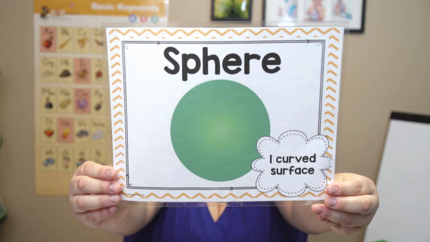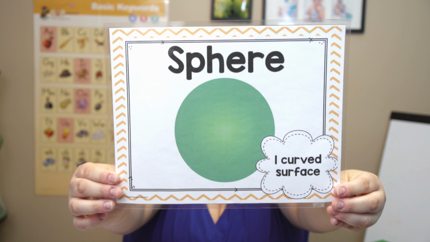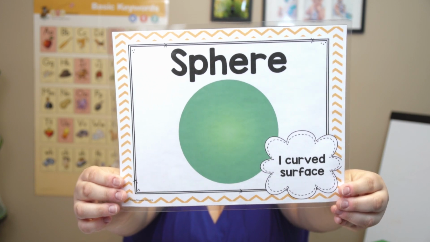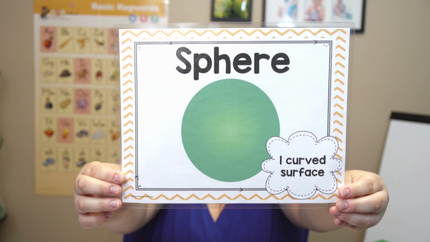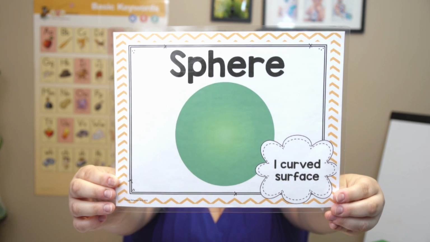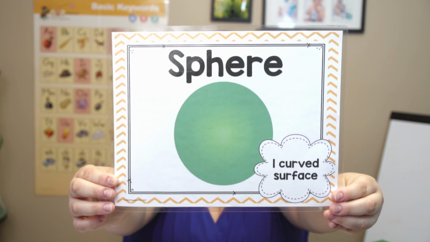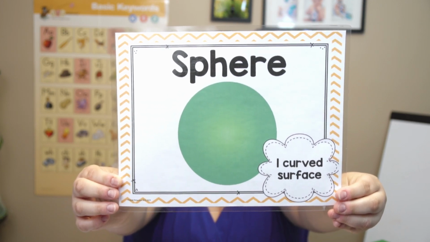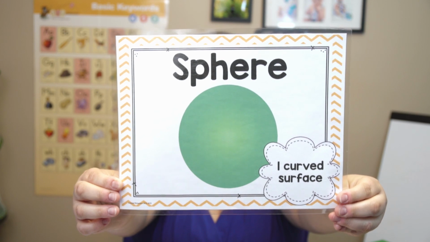Sphere. It's a three-dimensional shape. And it just has one curved surface. A sphere is like a bouncy ball. 3D shapes are fat, not flat. A sphere is like a bouncy ball.